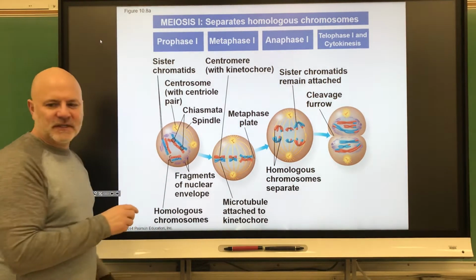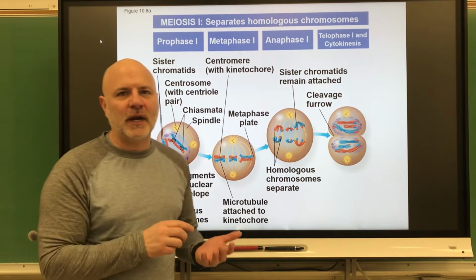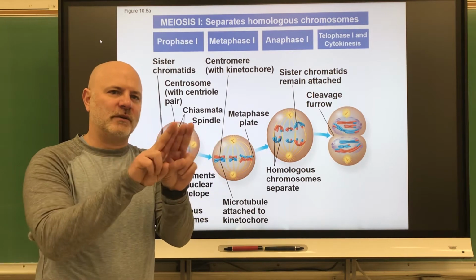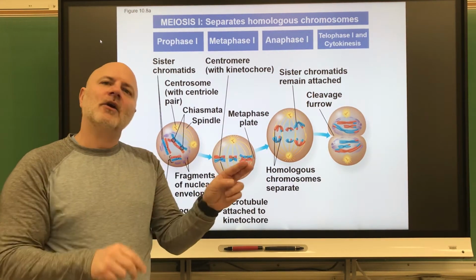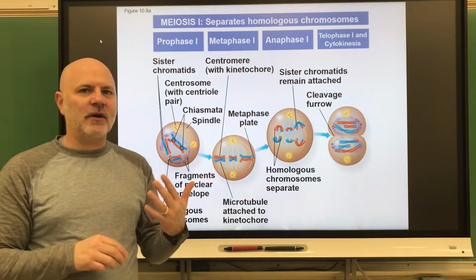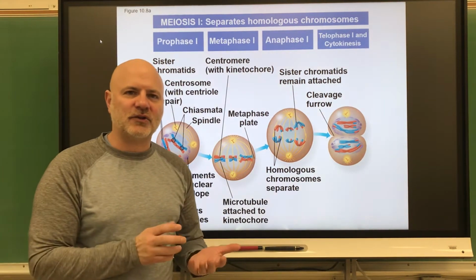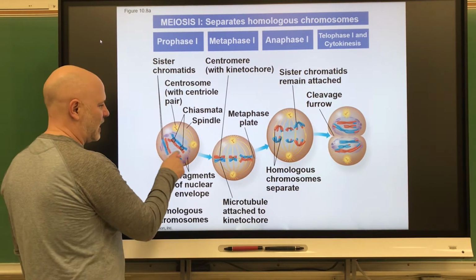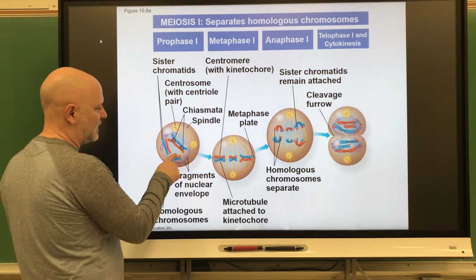And synapsis is the joining of homologous chromosomes. So chromosome number 1 from your mom joins up with chromosome number 1 from your dad. Chromosome number 2 from your mom joins up with chromosome number 2 from your dad, and so on through all the autosomes, and then the sex chromosomes match up as well. This creates what is known as a tetrad. So this is a tetrad, that's a tetrad, that's a tetrad.